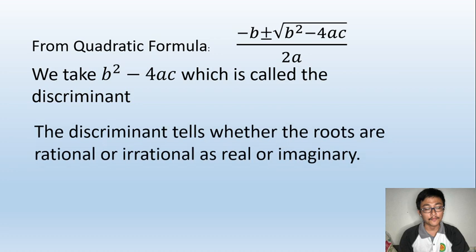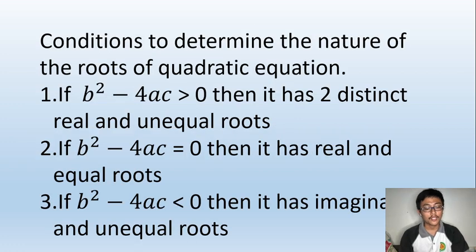The discriminant tells whether the roots are rational or irrational or imaginary. So, these are the conditions to determine the nature of the roots of quadratic equation. Number 1, if b squared minus 4ac is greater than 0, then it has two distinct real and unequal roots. If b squared minus 4ac equals 0, then it has real and equal roots. And number 3, if b squared minus 4ac is less than 0, then it has imaginary and unequal roots.